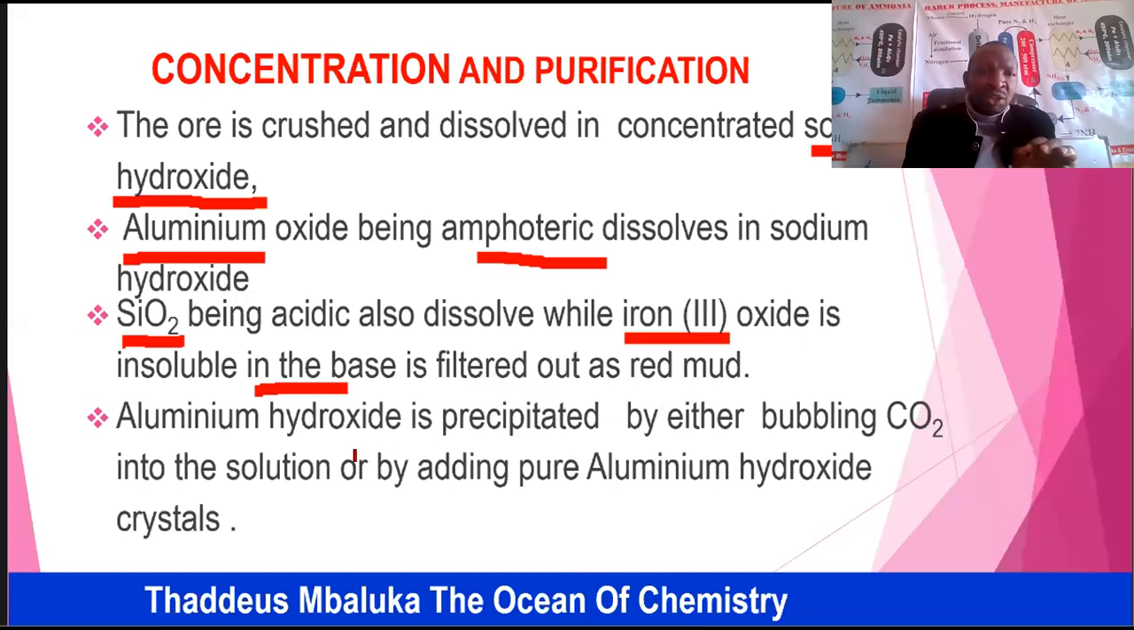The aluminium hydroxide is precipitated by bubbling CO2. After you filter, the residue is iron oxide. The filtrate contains both sodium silicate and sodium aluminate. After that, your interest is now the aluminium hydroxide. So you bubble carbon dioxide into the solution.